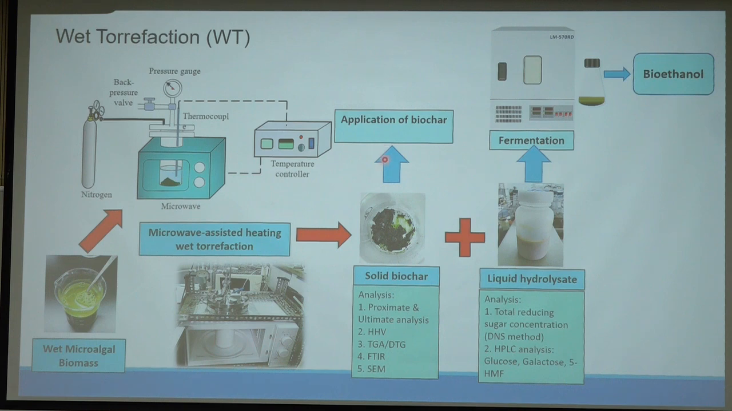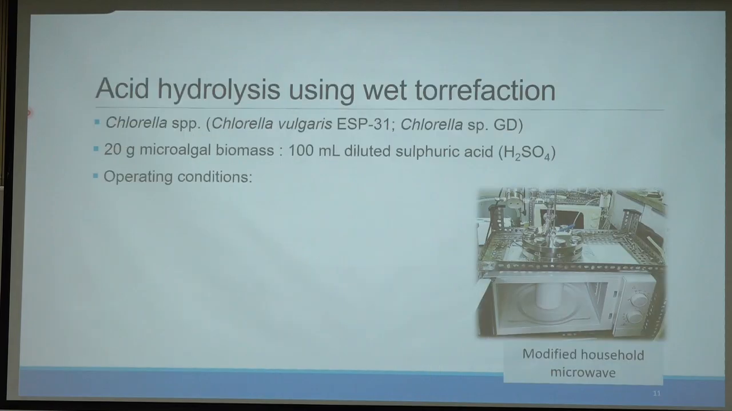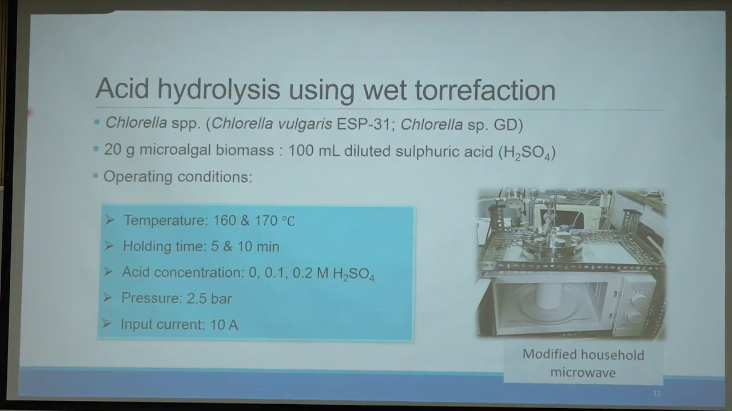In this study, we further analyze the bioabsorbent capability of the biochar that we produce. This is the household modified microwave with a temperature of 160 to 170 degrees for 5 to 10 minutes, using just one type of acid, sulfuric acid. Pressure is maintained at 2.5 bar with an energy input of only 10 amperes.